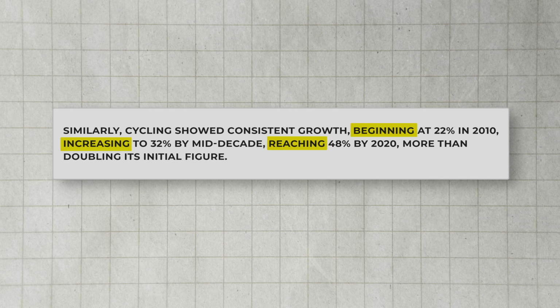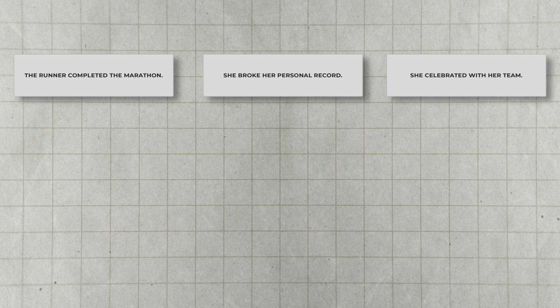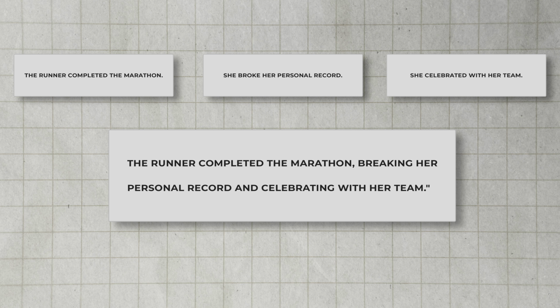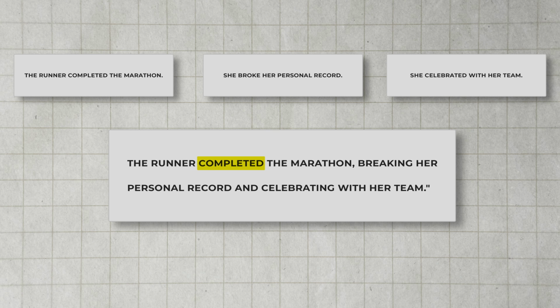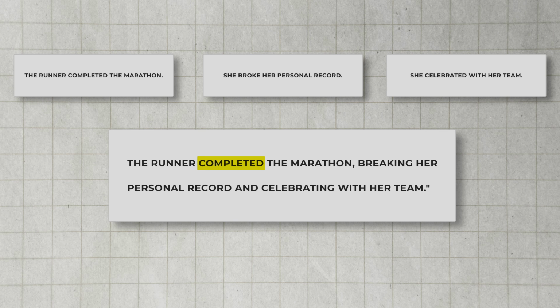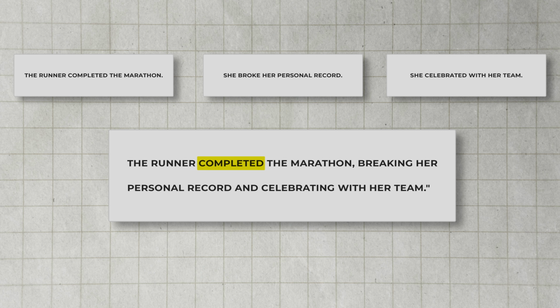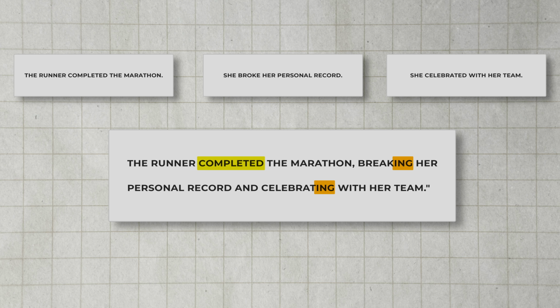Let me demonstrate with a simpler example. The runner completed the marathon. She broke her personal record. She celebrated with her team. The runner completed the marathon, breaking her personal record and celebrating with her team. You can see that the main action remained as the main verb, and then the secondary actions become participles. All these actions relate to the same subject, in this case, the runner.